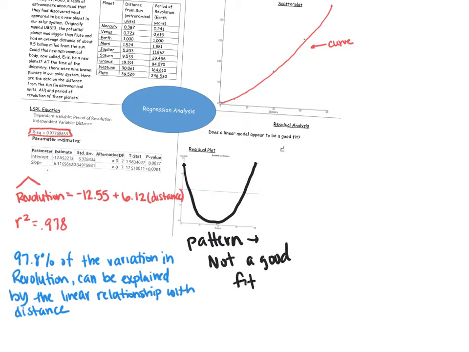Now, the R squared value we know is strong. It's very high, very close to 1. But because of this pattern, we're going to go ahead and try to do some re-expressions or transformations to see if we can knock out that pattern.